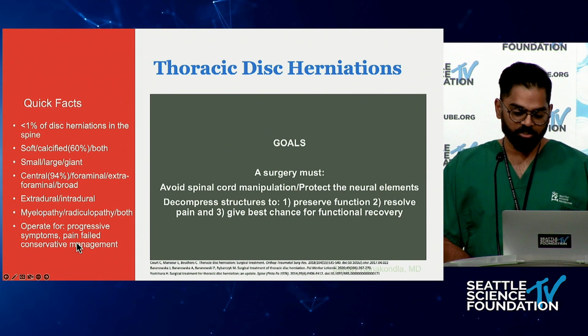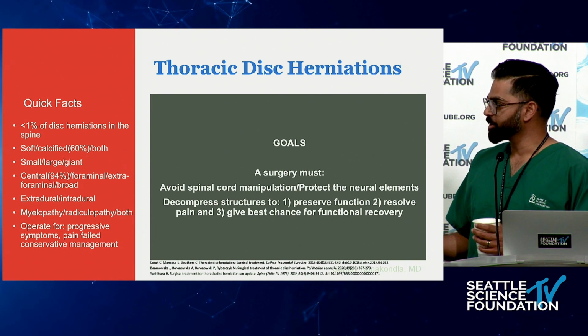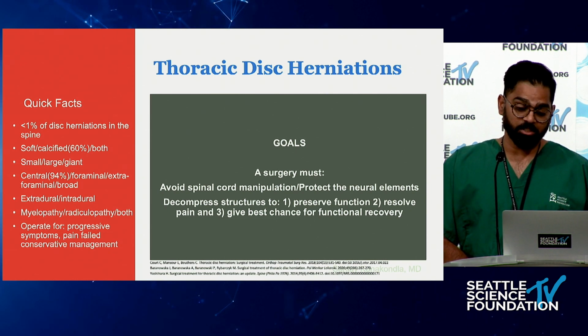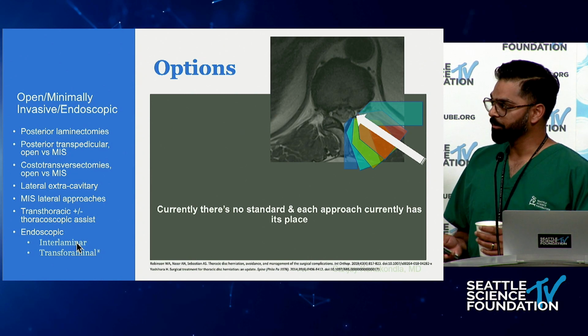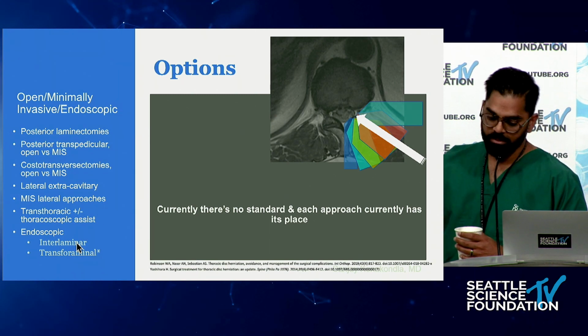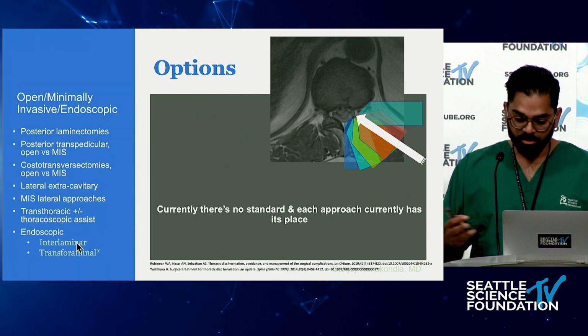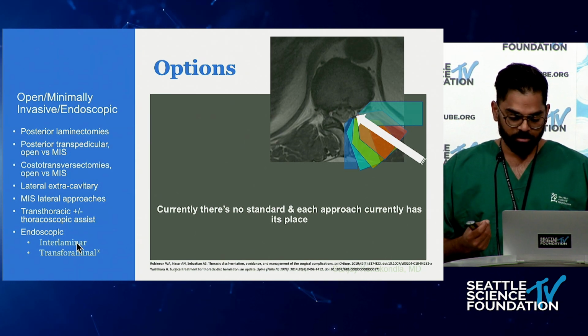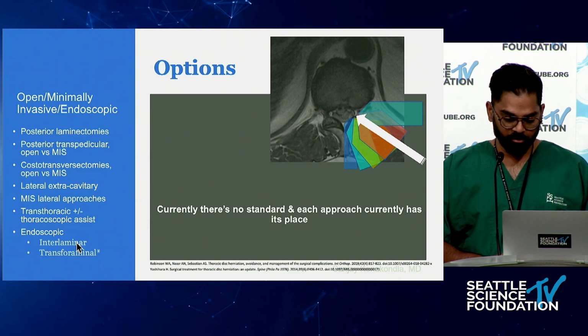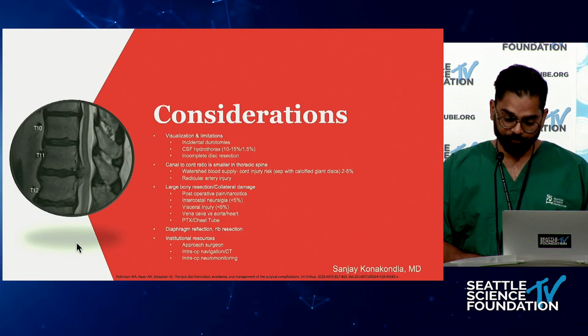So the goal of any surgery is to decompress the structures, preserve the function, and give the best chance for functional recovery. And we have to do that in the thoracic spine, all while avoiding spinal cord manipulation. We talked about all these approaches, various ways to get to the same spot, with pros and cons for each. There's still no standardized approach for this, but again, you can make your case for any of these actually.